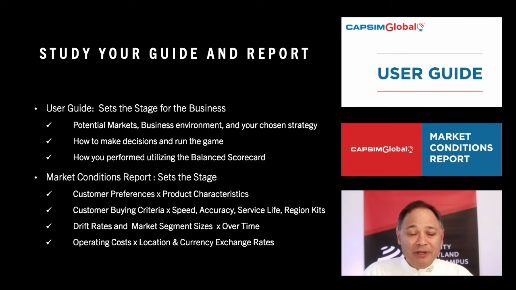The market condition report also sets the stage about the specific products you have relative to the market segments. It talks about customer preferences in each one of those segments times the product characteristics. These are the levers you get to pull to change the nature of your products in attempts to get more market share. It'll talk about things like the customer buying criteria, such as speed, accuracy, and service life. It'll also talk about region kits and how you can enhance your sales. Drift rates and market segment sizes will also be presented over time.